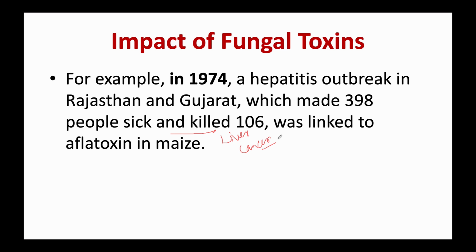And given this, the IARC. So what is IARC? International Agency for Research on Cancer. It classifies aflatoxin as a group 1 carcinogen. I already told you what a carcinogen is, a cancer-causing agent. So aflatoxin has been recognized as a group 1 carcinogen.